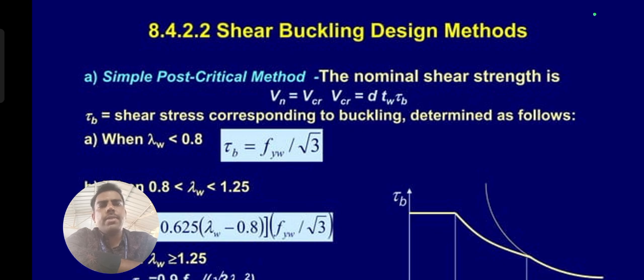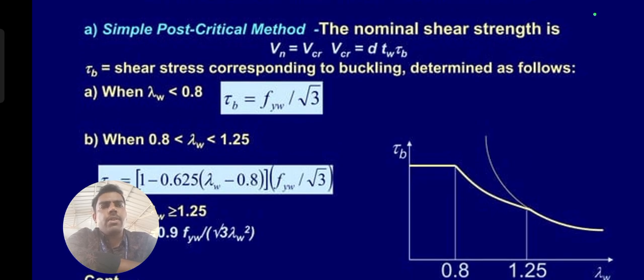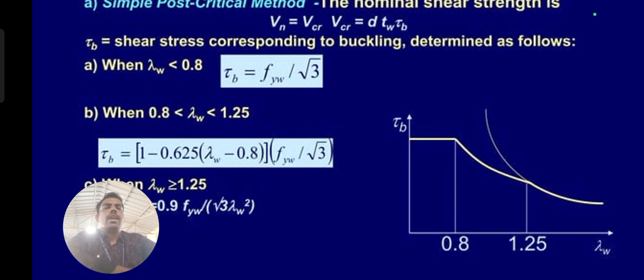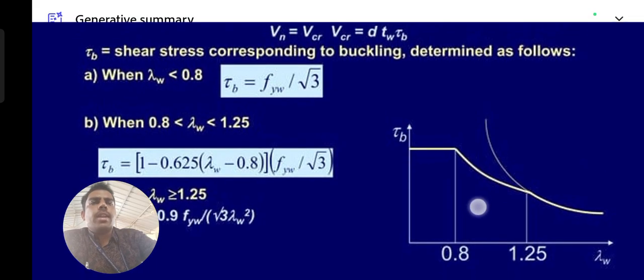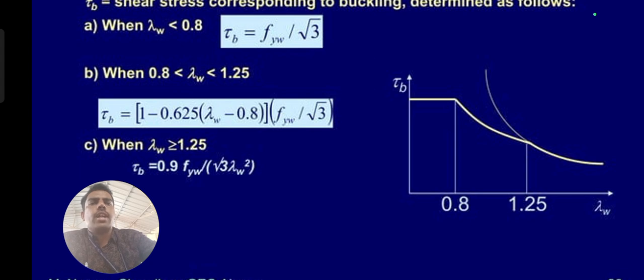Vn, the net shear force, equals the critical shear force. What does the critical shear force mean? Here we have to define two types. For lambda less than 0.8, we use fyw by root 3. When lambda w is between 0.8 and 1.25, we use another formula, that is (1 minus 0.625 (lambda w minus 0.8)) into fyw by root 3. And when lambda w is more than 1.25, we use another formula, that is 0.9 fyw by root 3 lambda w square.